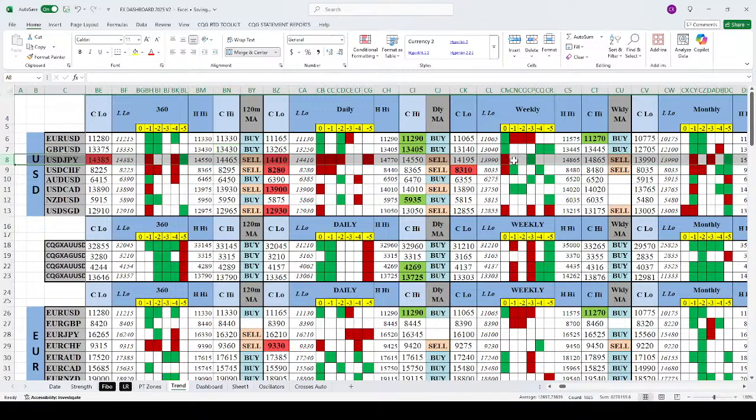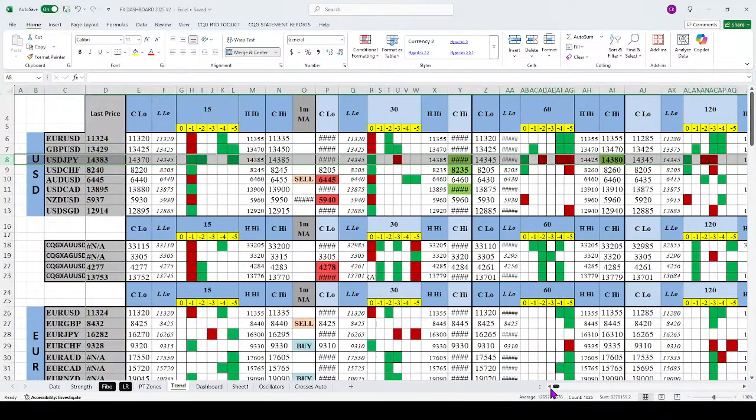Then the daily is also down. Your 360 is flat, and we are seeing strength on the 15-minute, which means to say that this market has most likely seen the low.